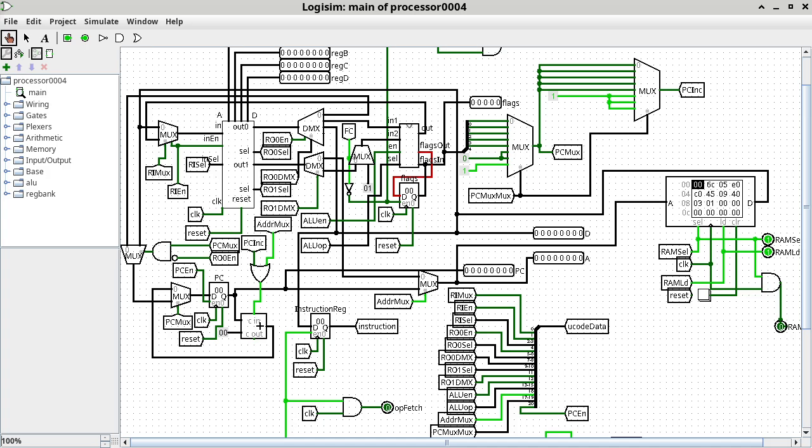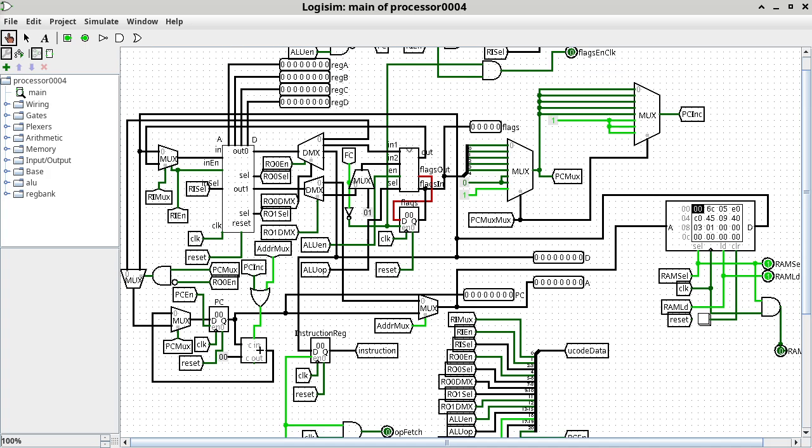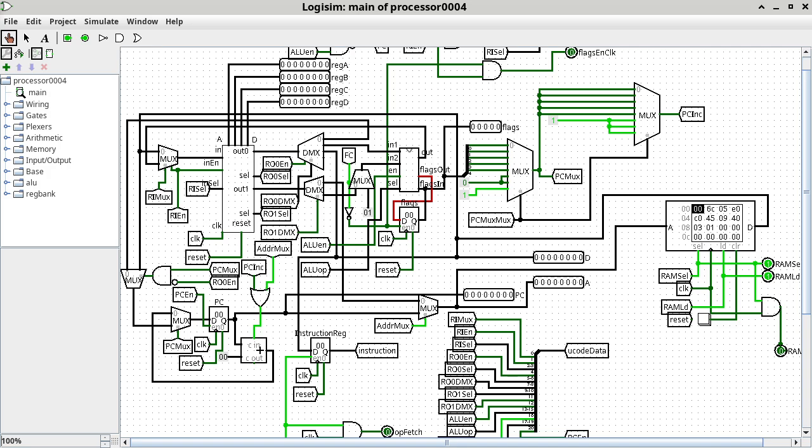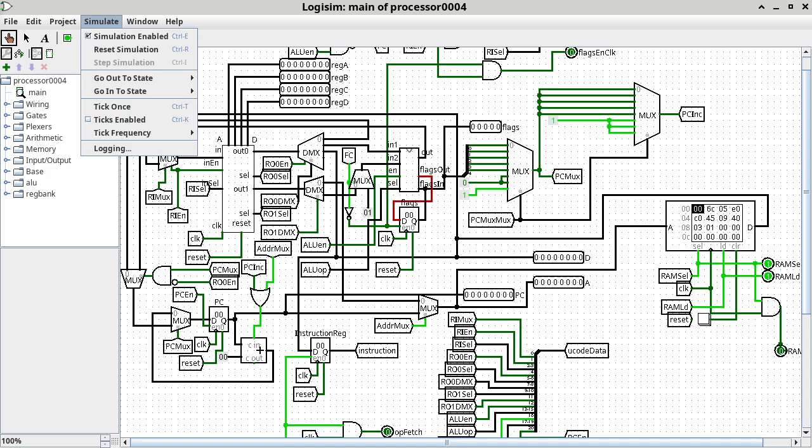So pay attention to register A, which is right here. Pay attention to PC, which is down here. Instruction register, so all of those will change as we run the program. So we go to simulate, make sure tick frequency is not insanely high. We make sure that it is something that we can visibly see changes. And then we start the simulation.